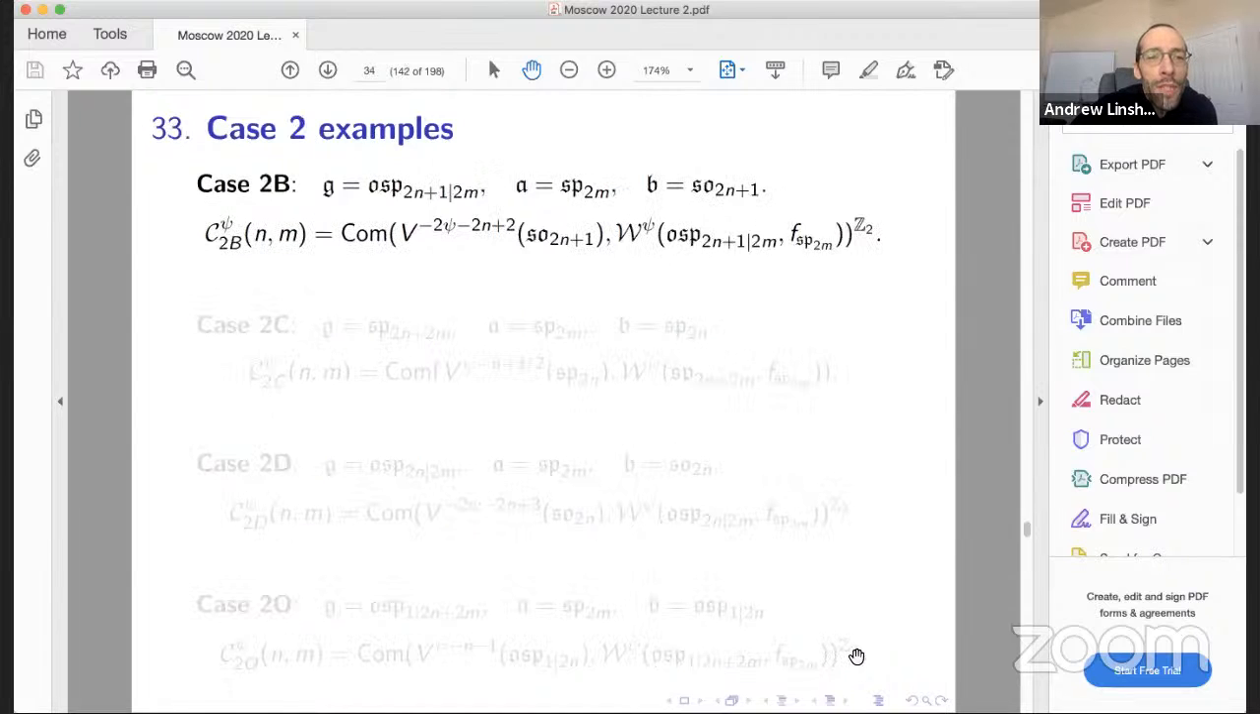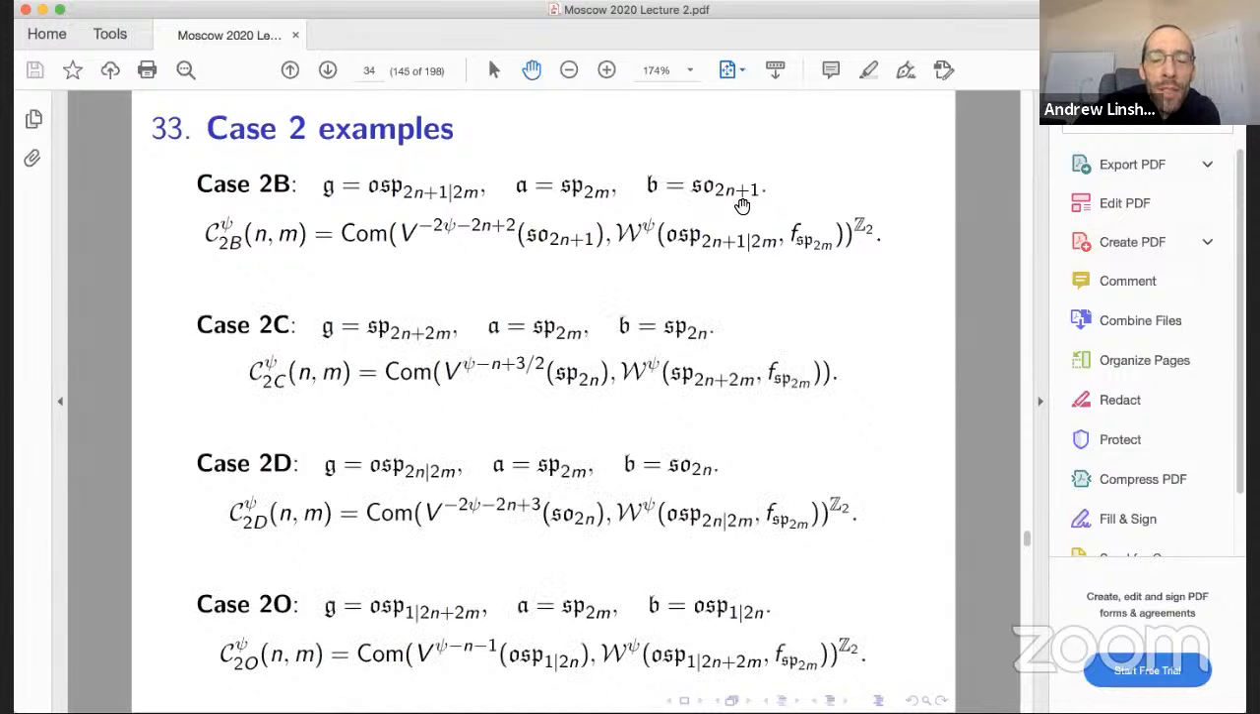Case 2 examples, my A, the algebra where I'm taking the principal nilpotent, that one is always going to be type C. So 2B means that the affine piece is type B, G is an OSP algebra. 2C means that the affine piece is a symplectic one. G is also symplectic. 2D is affine piece is type D. This is an OSP. And type 2O, the affine piece is an OSP. This is an OSP. So it's sort of complicated, but all these algebras fit into the general framework that I mentioned earlier.